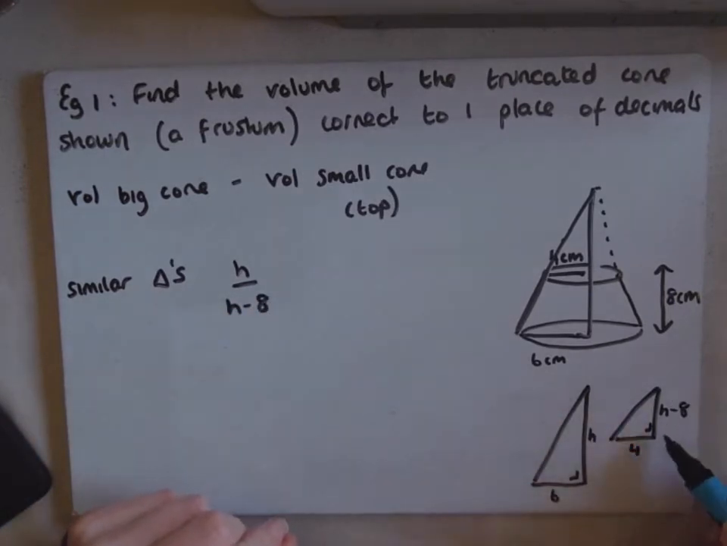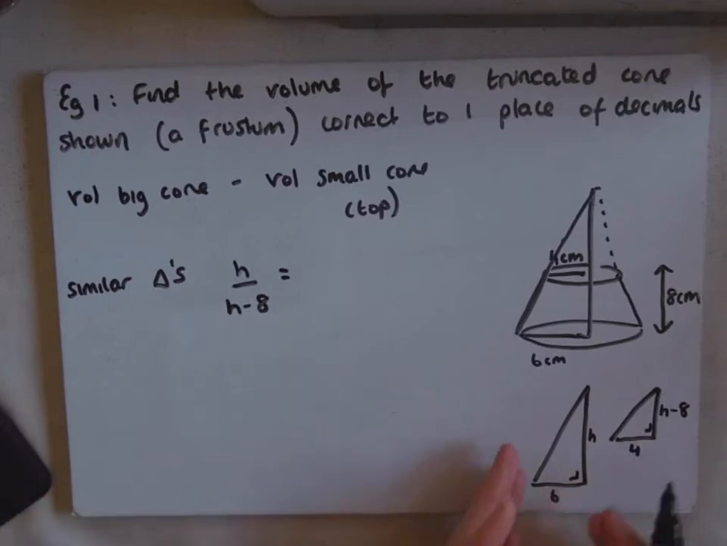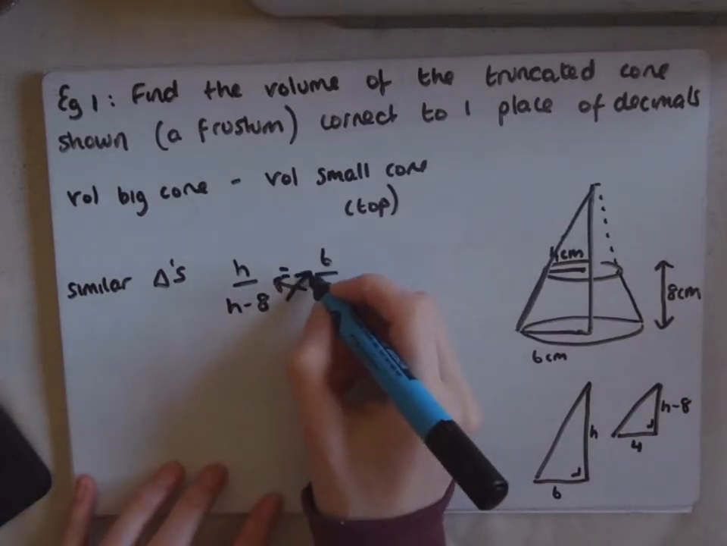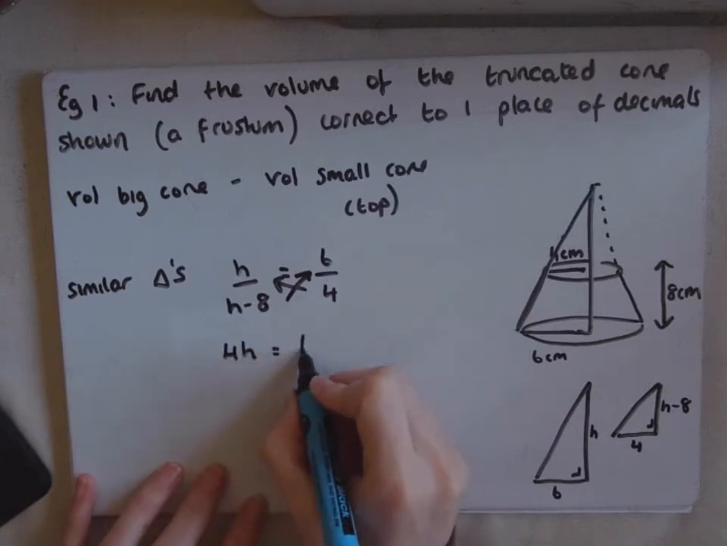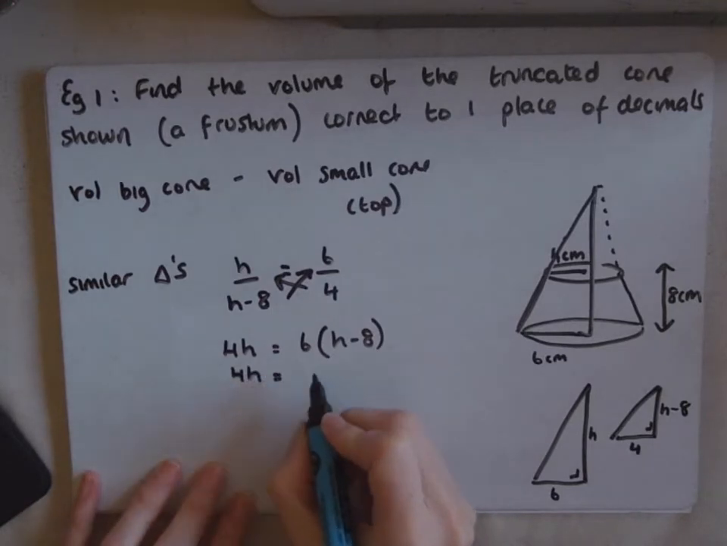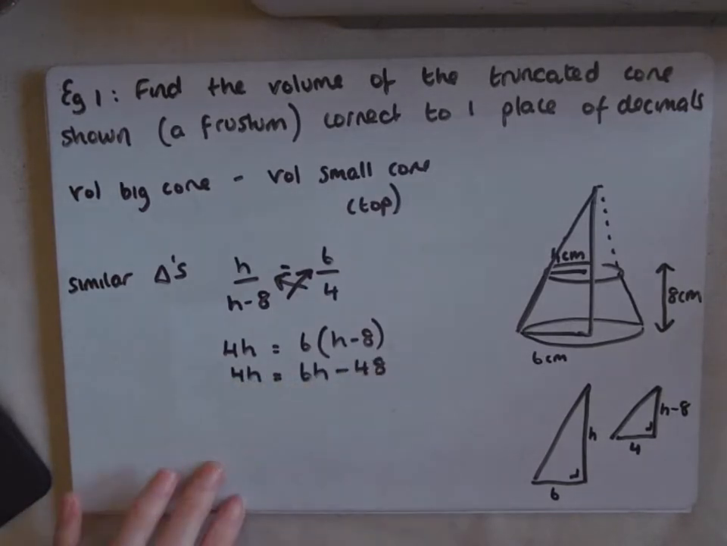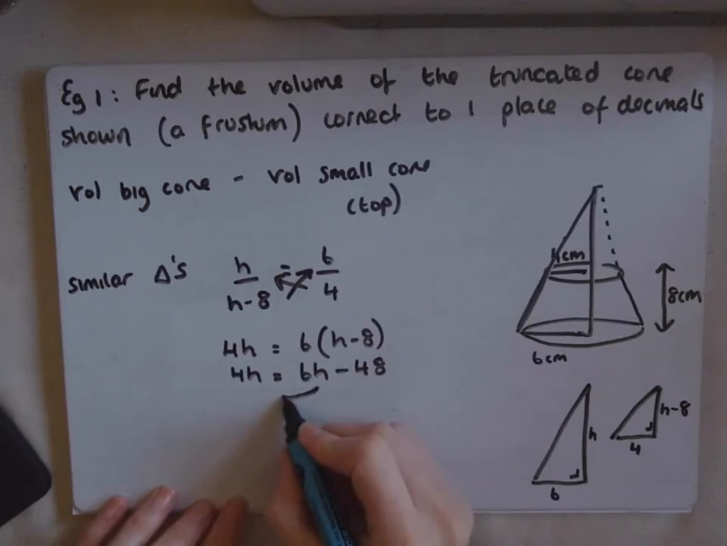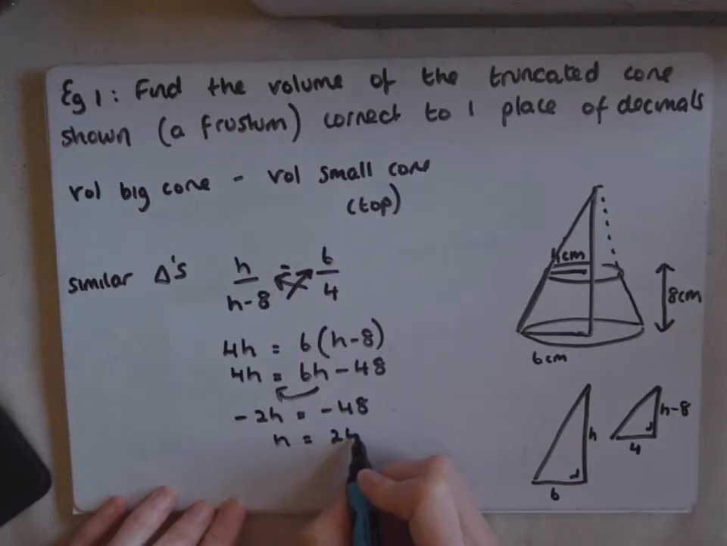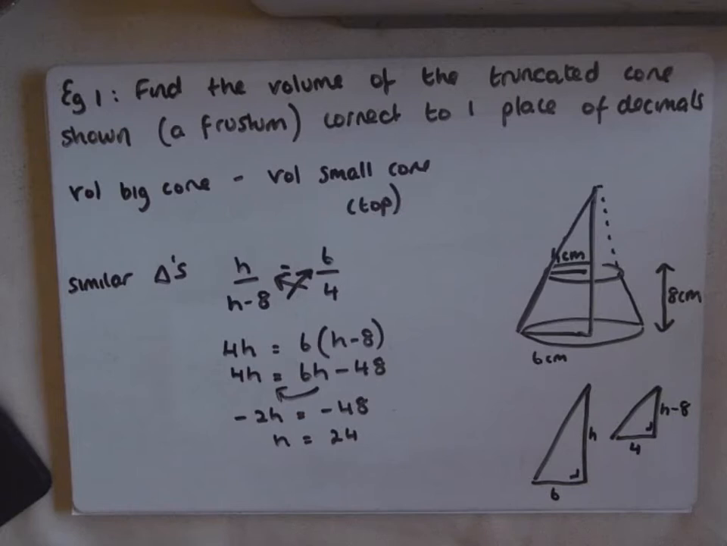So this side over this side, and you put it equal to, you started on the left triangle, so you have to start on the left again. I have another side here, that's 6. What's the corresponding side to the 6 in the small triangle? 4. Perfect. From there, you're going to cross multiply. So the 4 comes up and the h minus 8 comes up and gets multiplied. So 4h is equal to 6h minus 48. And then all you're going to do is letters to one side, numbers to the other. Minus 2h is minus 48, so h is 24. So now I know the height of the big cone is 24.